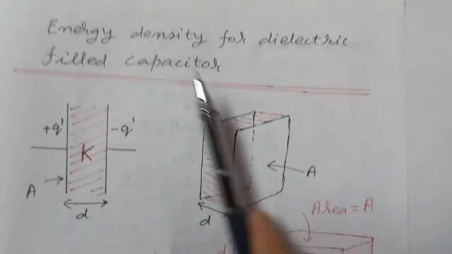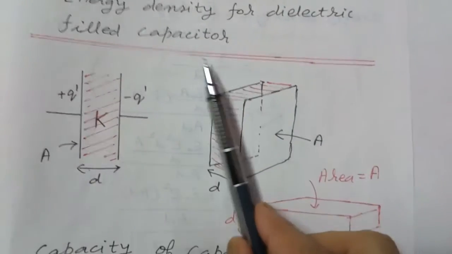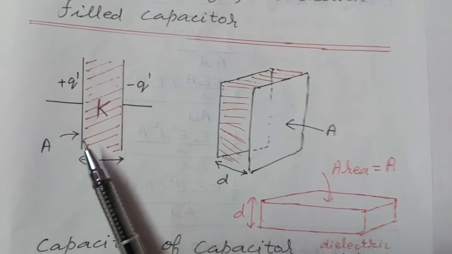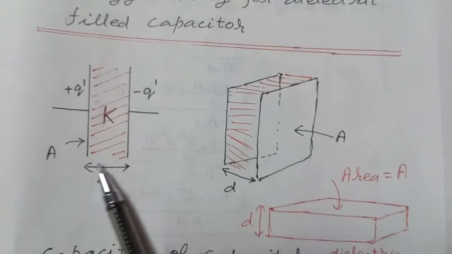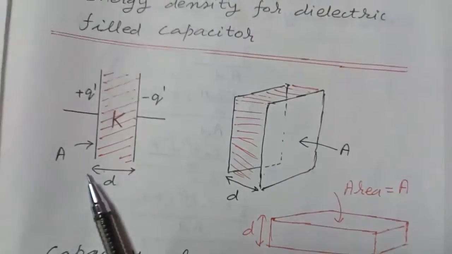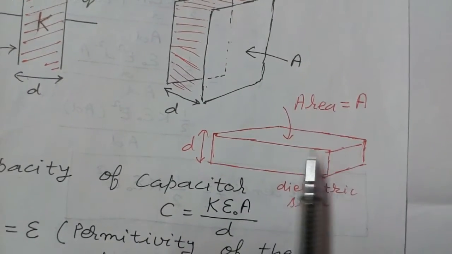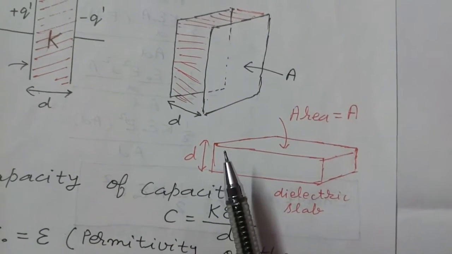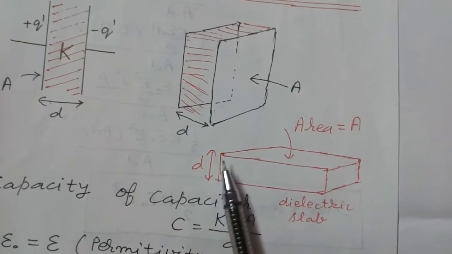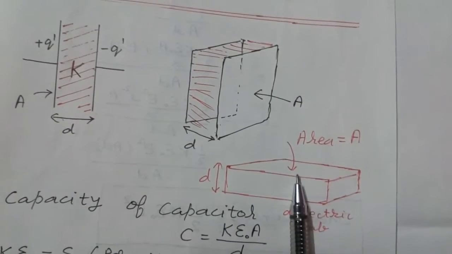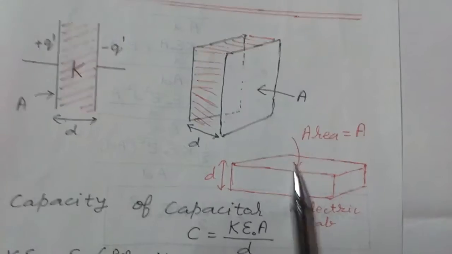Now energy density for dielectric filled capacitor. Suppose here is a parallel plate capacitor. Area of each plate is capital A. Distance between the plates is same, small d, as it was for air filled capacitor. And this is a dielectric slab. Area of this slab is capital A and its thickness is small d, which is equal to distance between the plates. So place this dielectric slab on that air filled capacitor.